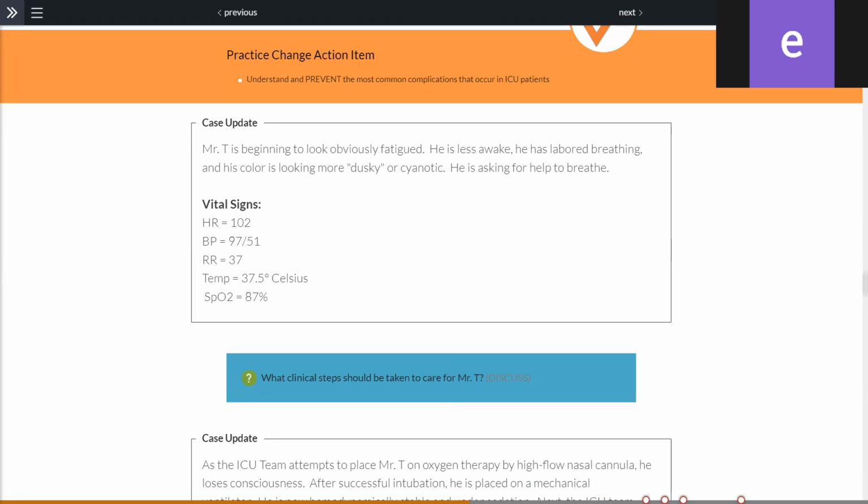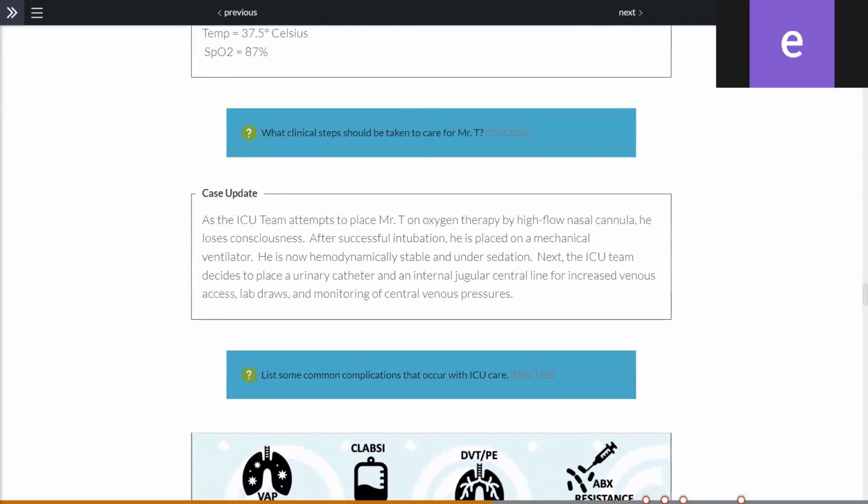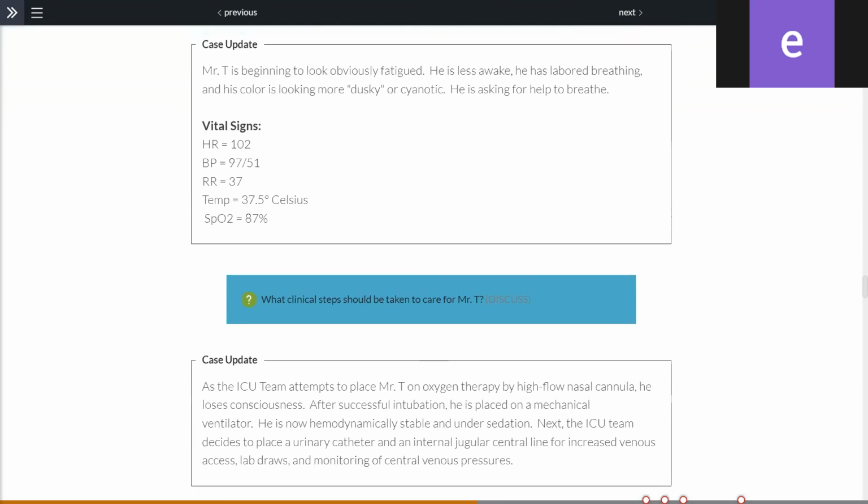So what clinical steps should be taken to take care of Mr. T? In view of the new vital signs, what do you think the team in ICU should do? Now that Mr. T looks fatigued, he's less awake, he has labored breathing and he's becoming cyanotic. Maybe just write your answers in the chat box. What intervention would you do if you are in ICU? What would you do for Mr. T?